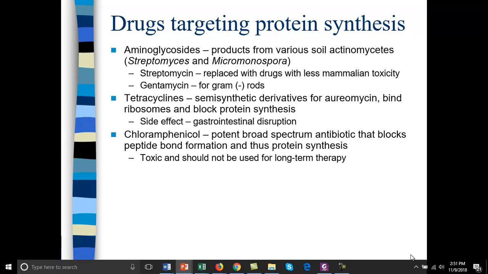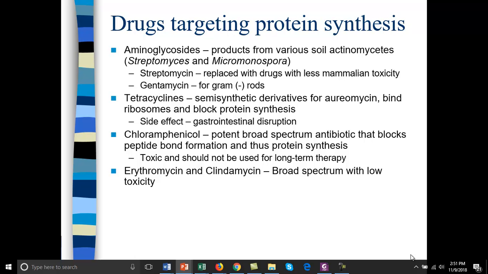Okay. Chloramphenicol is a broad-spectrum antibiotic, and it blocks protein synthesis at the peptide level. The amino acids can't attach to the growing peptide, and so protein synthesis is shut down.